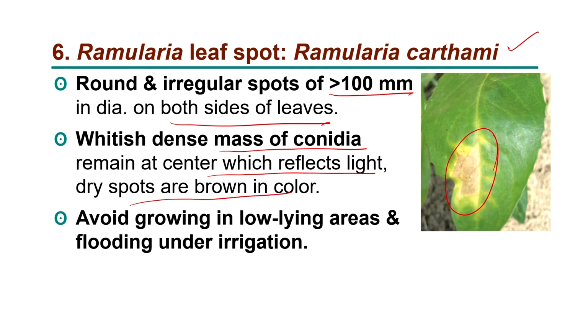So what can be done to control Remularia? Avoid growing in low-lying areas and flooding conditions. In this crop, you have seen that most of the fungal diseases occur due to waterlogging. So in any case, we should try to reduce the waterlogging conditions in this crop.